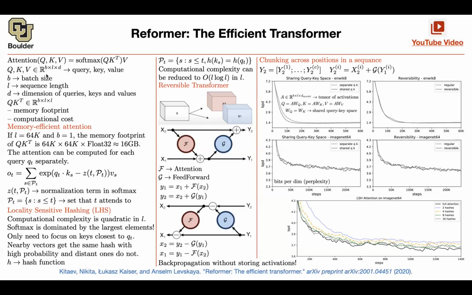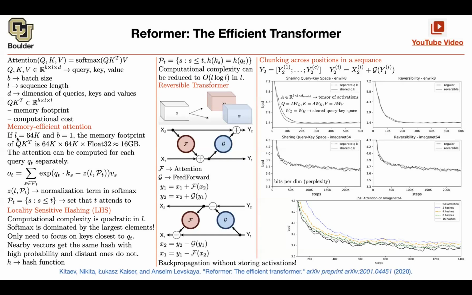There is going to be a batch size, a sequence length, and the dimension of your query, key and values. Then you need to multiply Q by K. And the computational cost of that is going to end up being order L squared times D. And the memory footprint is actually storing this matrix, which is going to also be quadratic in L. You need to store it because you're going to do some computations on it, and then when it comes to the backward pass, you also need that when you're computing your gradients.